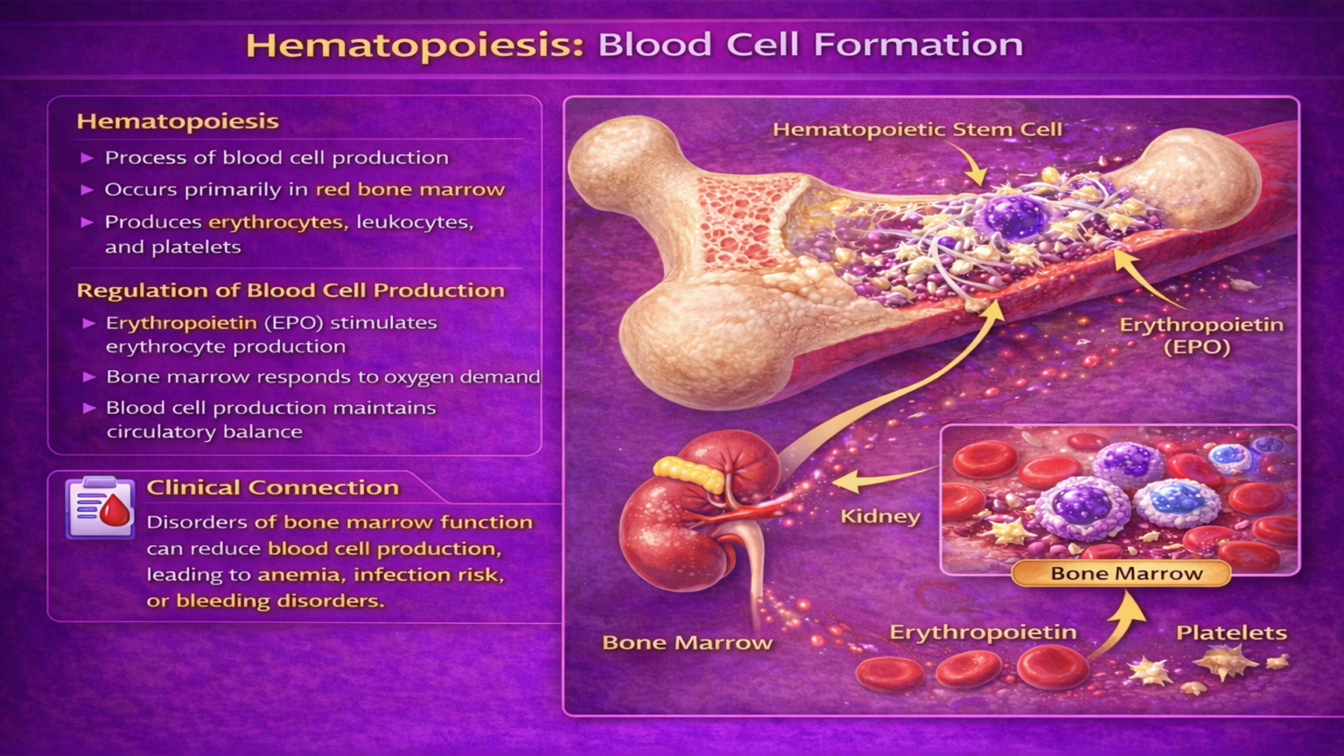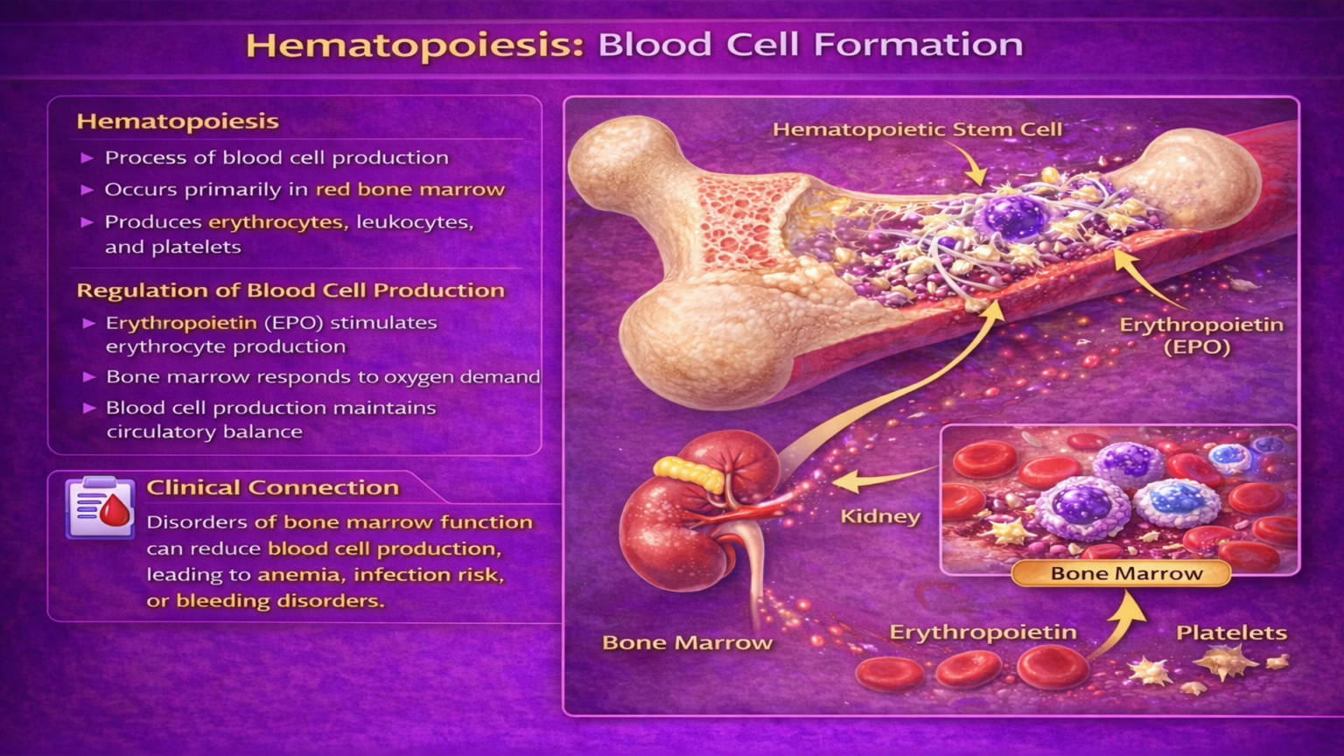In clinical practice, disorders affecting the bone marrow can disrupt normal hematopoiesis. Conditions such as bone marrow failure, leukemia, or certain chemotherapy treatments may reduce the production of blood cells, leading to anemia, risk of infection, or impaired clotting. Understanding hematopoiesis helps healthcare professionals interpret laboratory findings and recognize diseases that affect blood cell production.